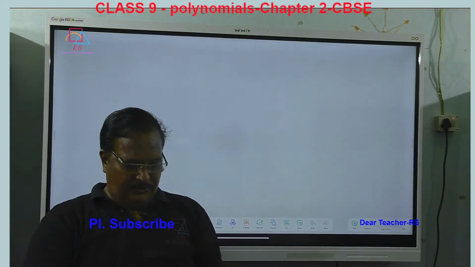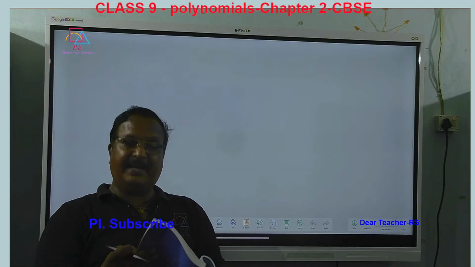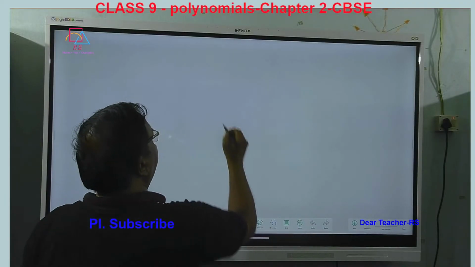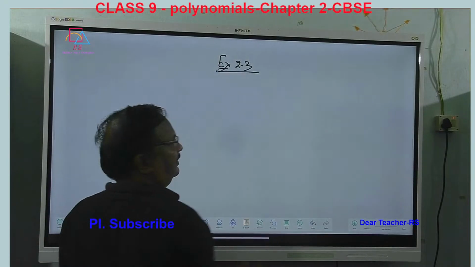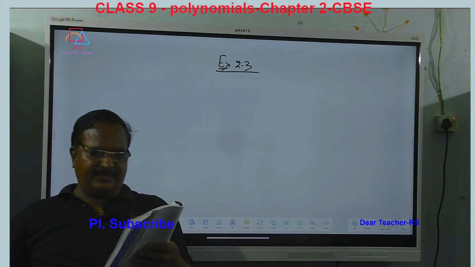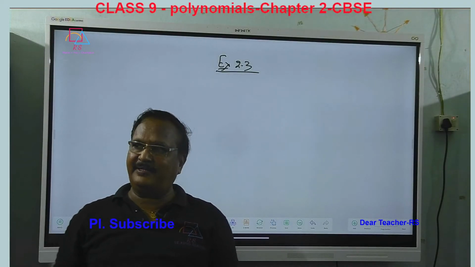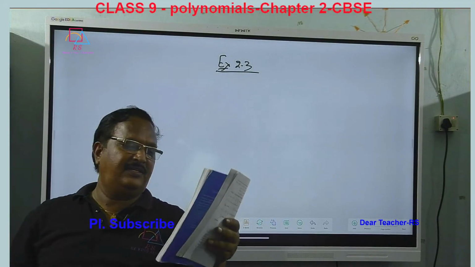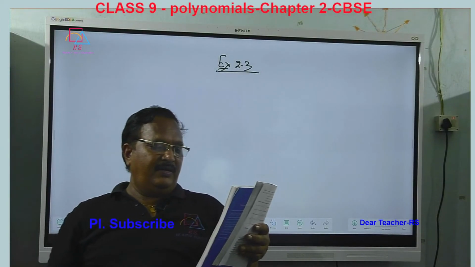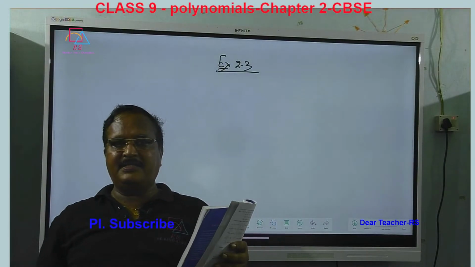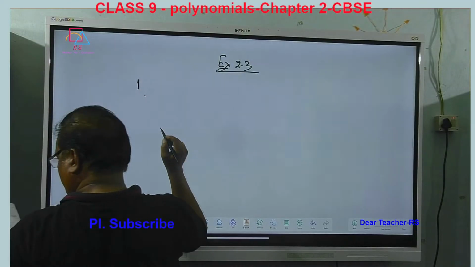So now let us do questions based on this theorem from the textbook. I will open exercise 2.3. Determine which of the following polynomials has x plus 1 as a factor. I am doing the first question, first bit.